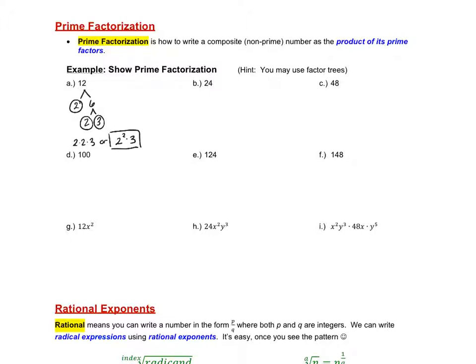I'm going to jump to example H. Example H, just because it has variables, it's really not much different. Let's break down 24 first. That would be like 6 and 4. 6 is 3 and 2. 4 is 2 and 2.